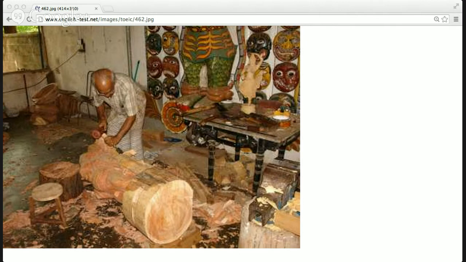Like an electronic saw or something, I'm not sure. Or maybe a vacuum cleaner. After his job, he needs to clean the floor. Yeah, that would be a good thing to have here, right?